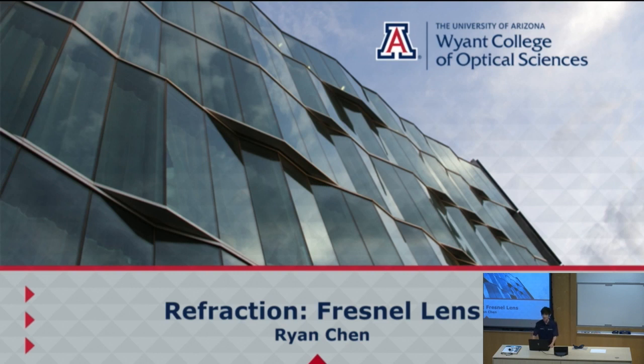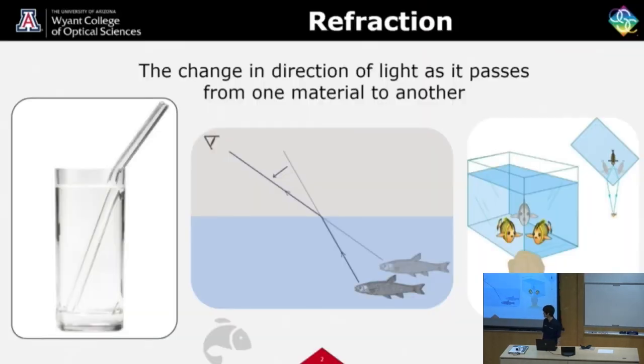But before we get into the actual demo, I would like to explain the concept of refraction, and then what a traditional lens is, and then move on to what a Fresnel lens is and how this differs from what a traditional lens is. Starting off with the concept of refraction, this describes the change in direction of light as it passes from one material into another.